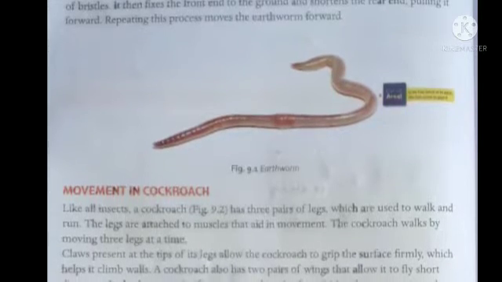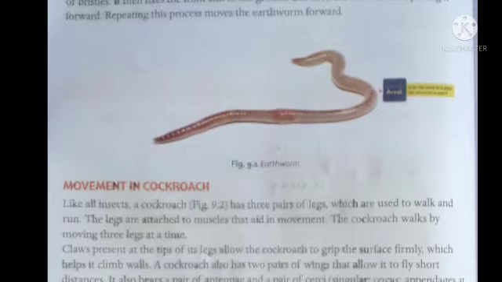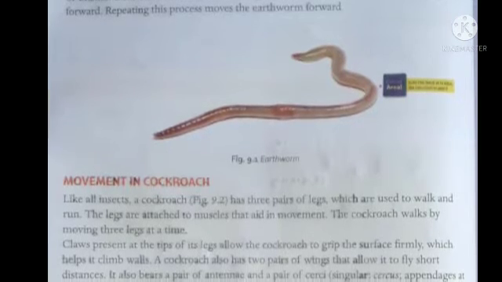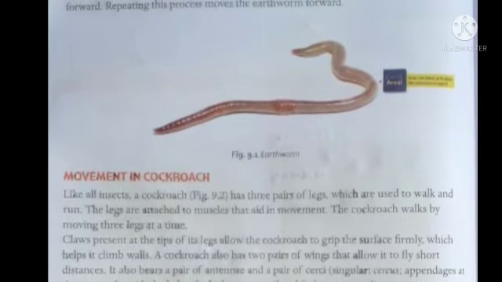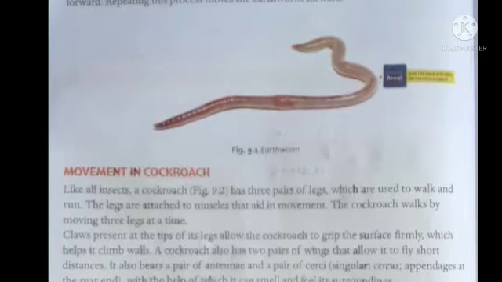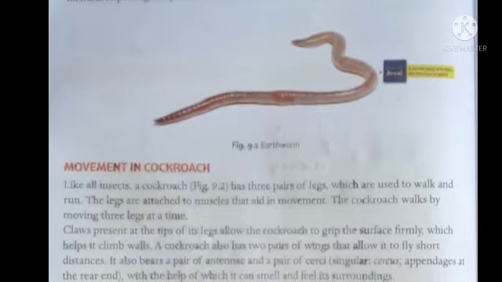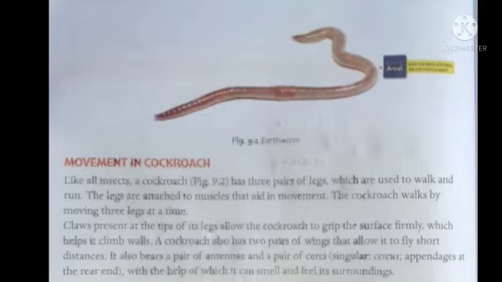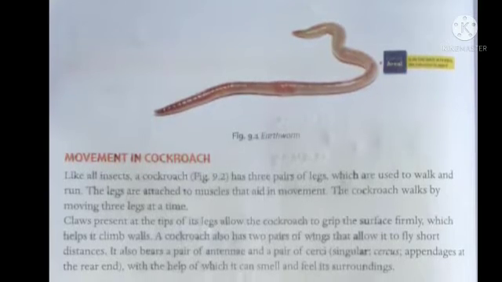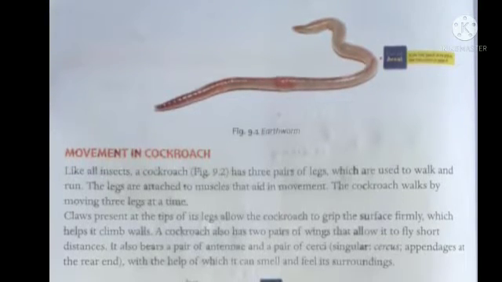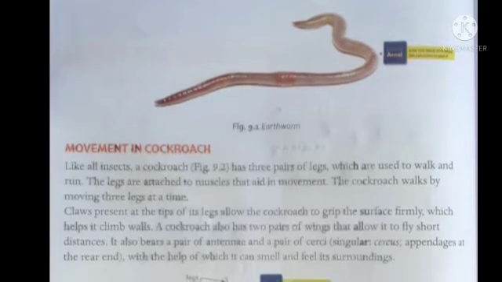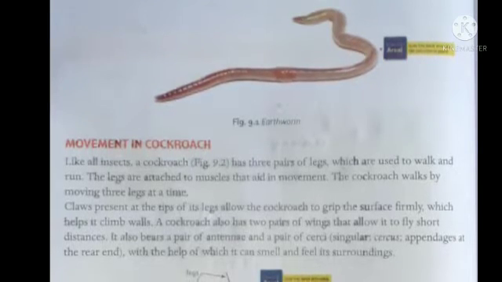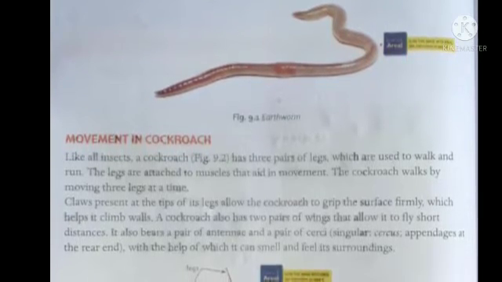Now students, while moving, the earthworm first lengthens the front end of its body while keeping the rest of its body fixed on the ground. After this, it fixes the front end on the ground and shortens the rear end, pulling it forward. By repeating this process, the earthworm moves forward.